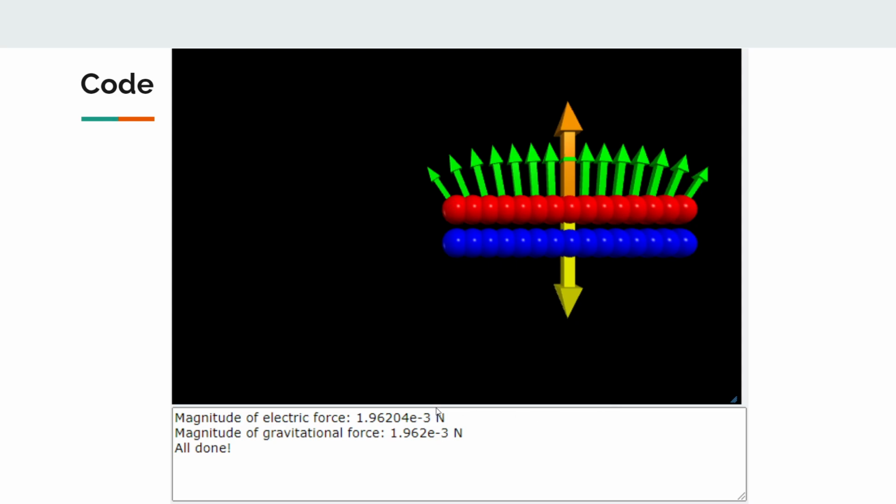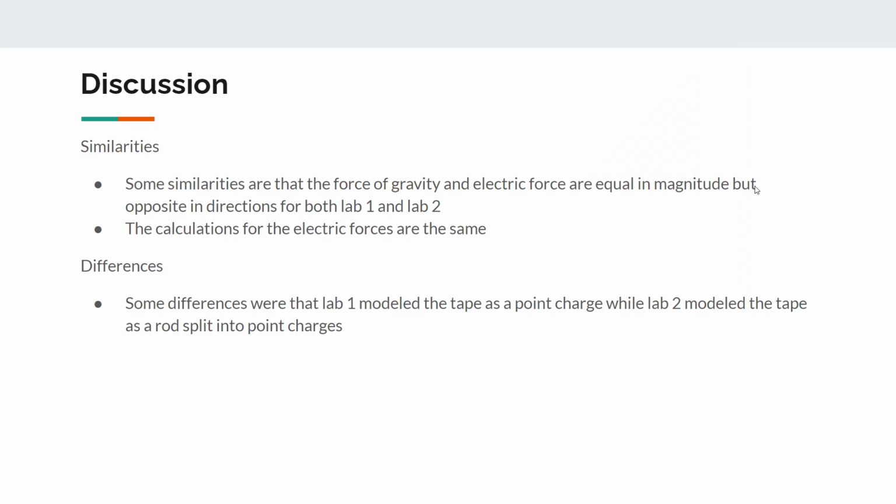I got, as you can see, the magnitude of the electric force and the gravitational force are equal to each other. And the orange arrow should be the electric force, and the gravitational arrow is the yellow arrow, and the green arrows are the actual electric force.